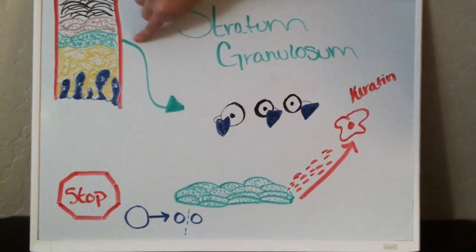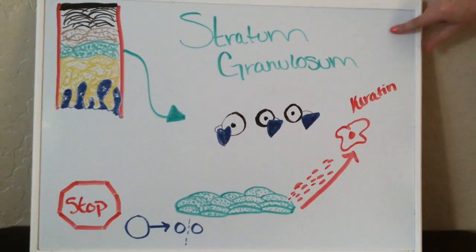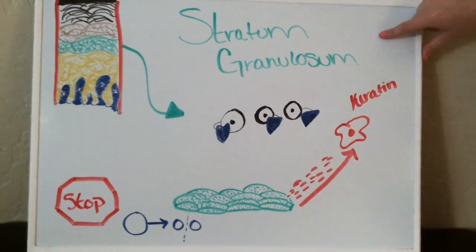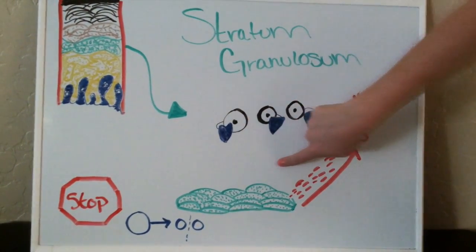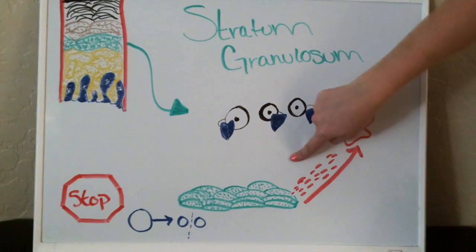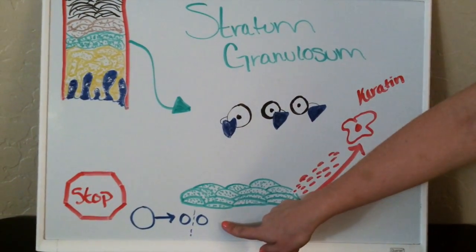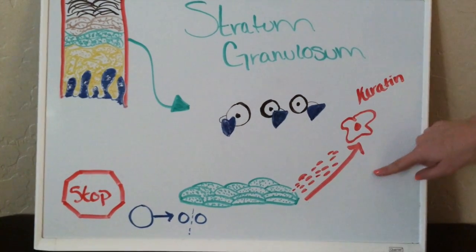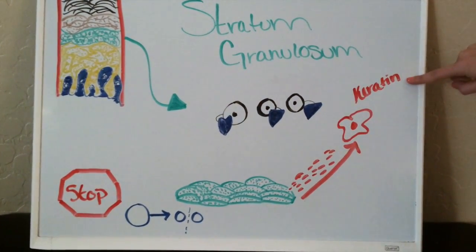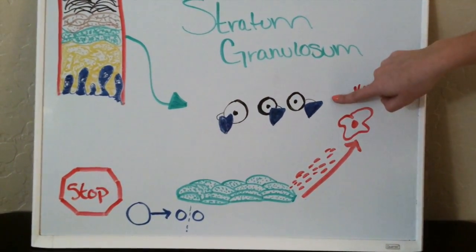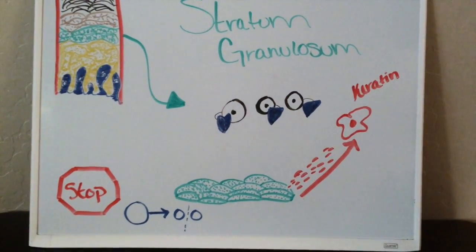The third layer of the epidermis is the stratum granulosum. This layer has a grainy appearance because it has 3 to 5 layers of flattened cells. These cells stop dividing and start producing a tough fibrous protein called keratin, which gives cells protective abilities.